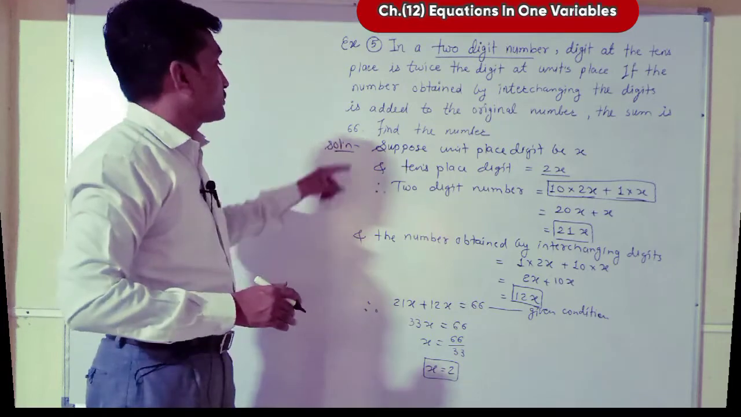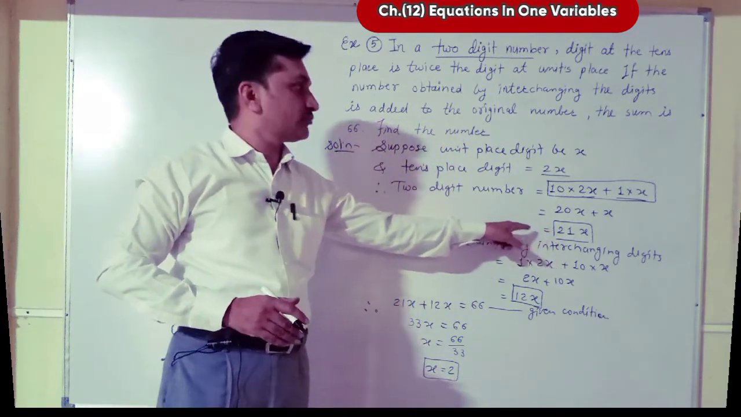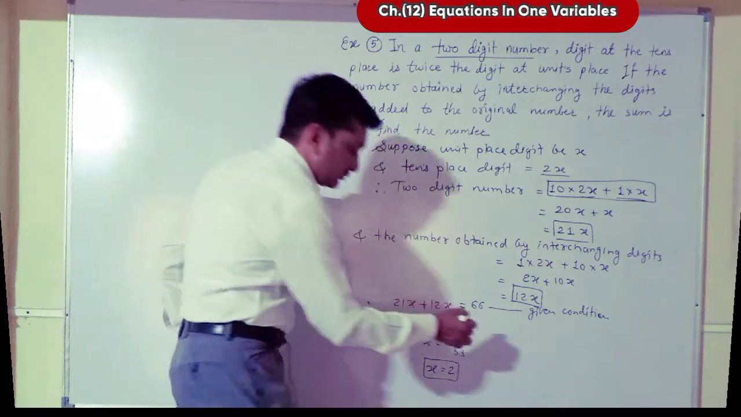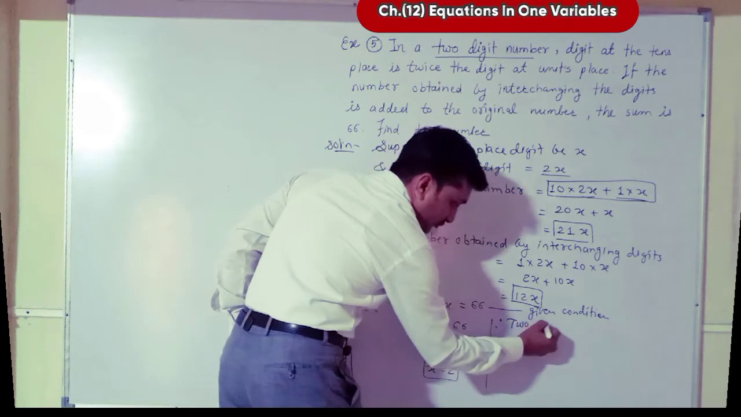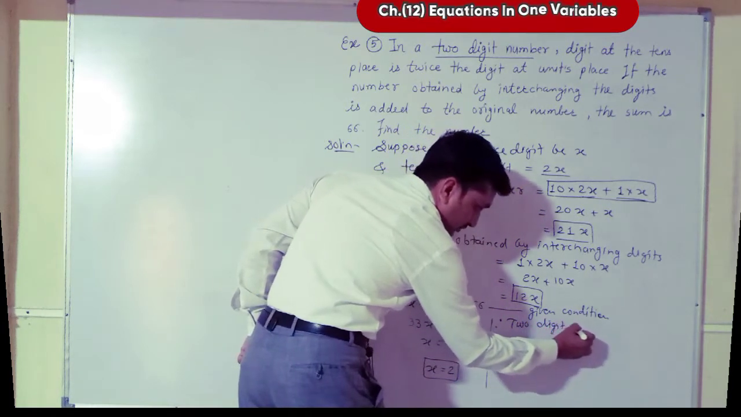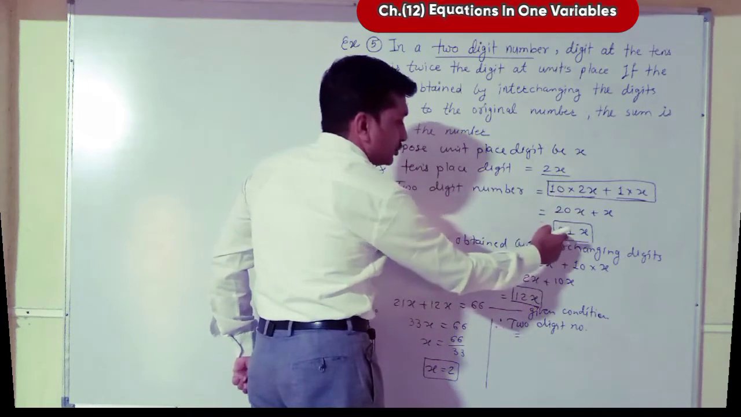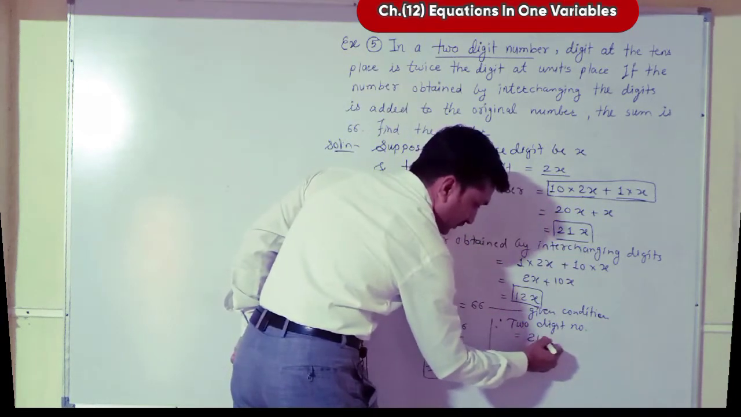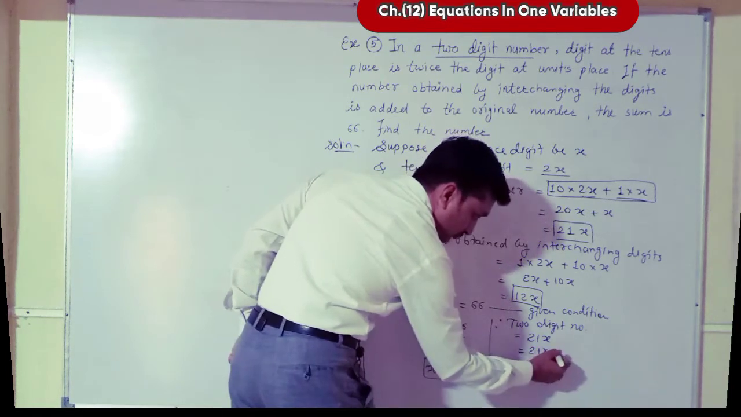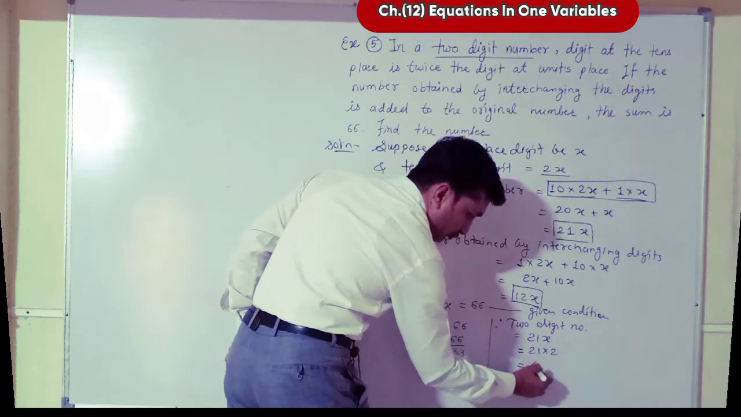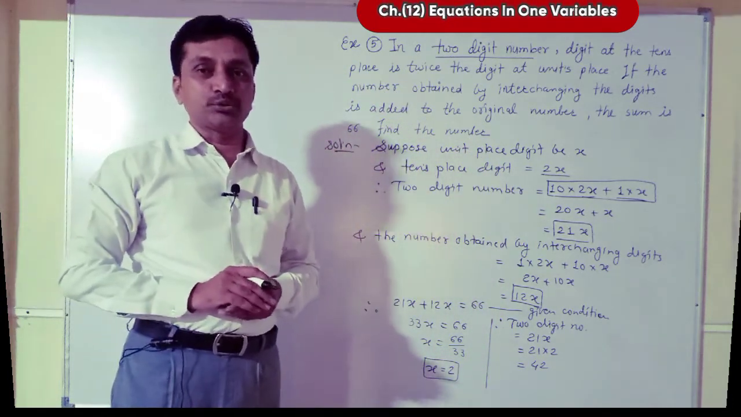We got x. What is to find? Find the number. Number means the two-digit number. Therefore, the two-digit number is 21x, which is equal to 21 multiplied by 2, that is 42. For the two-digit number we got 42.